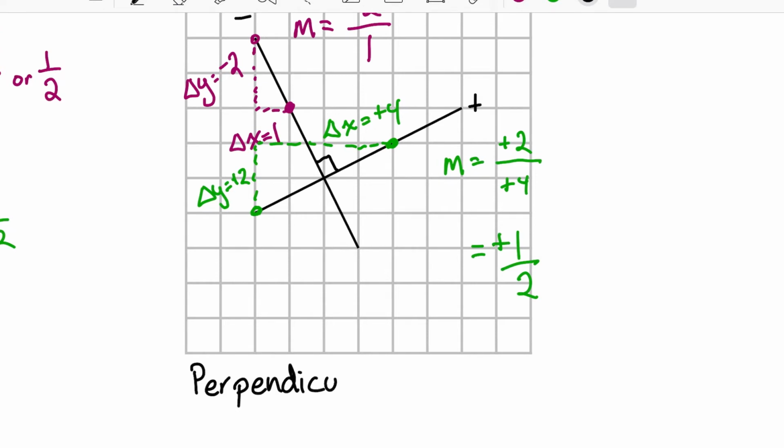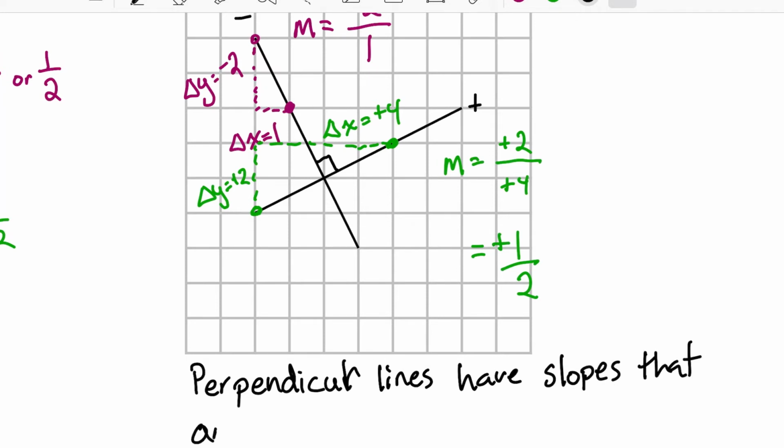Perpendicular lines have slopes that are negative reciprocals.